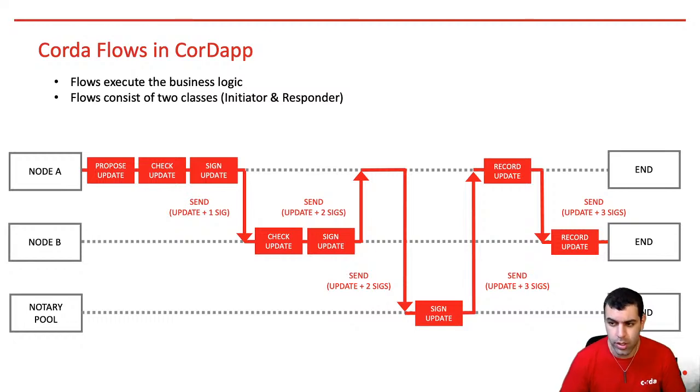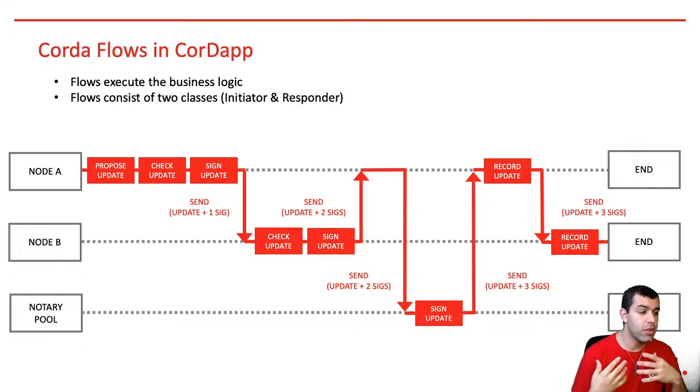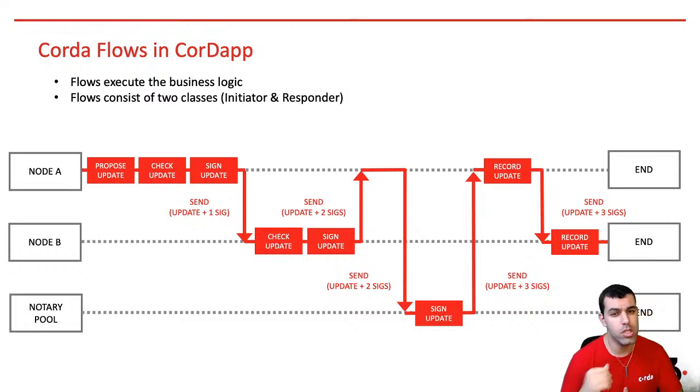Flows execute your business logic, right? And there are two main abstractions we'll want to think about. There is someone who initiates a transaction and someone else who responds to it. In this concept, we have node A, let's say that's me, an issuer, and node B, a responder. And so I am going to propose an update to the chain.